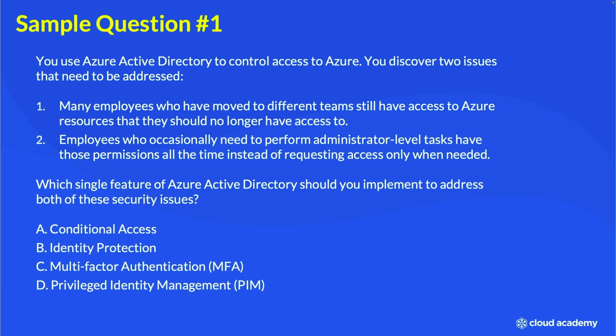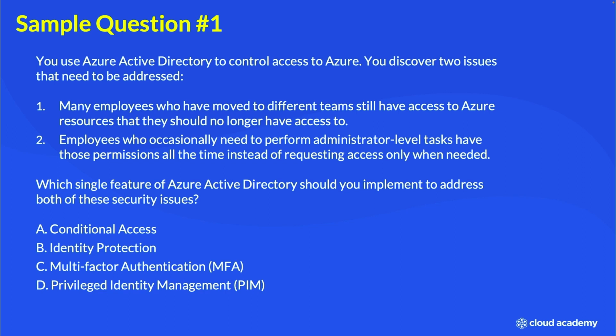Employees who occasionally need to perform administrator level tasks have those permissions all the time instead of requesting access only when needed. Which single feature of Azure Active Directory should you implement to address both of these security issues? All right, the first one is conditional access, which sounds like it's at least related to what we're trying to do here. But conditional access is how you set up things like only allowing people to log in if they're on the corporate network, or if they're coming from particular devices or things like that. So that doesn't really address these two issues that we're talking about here.